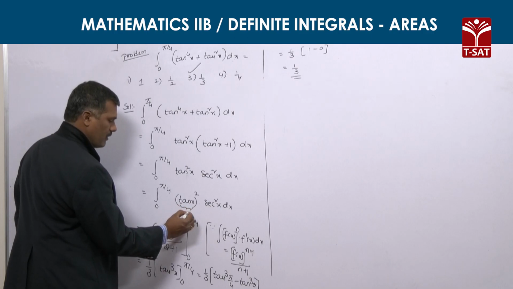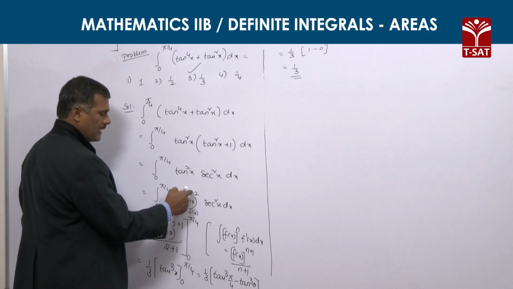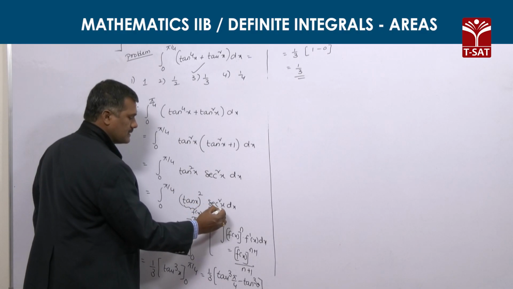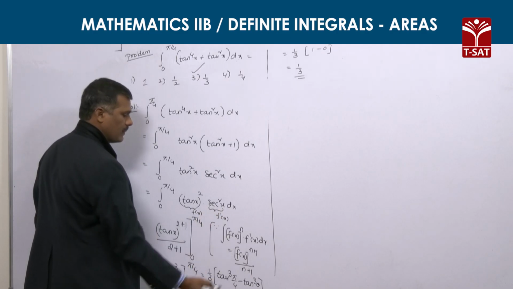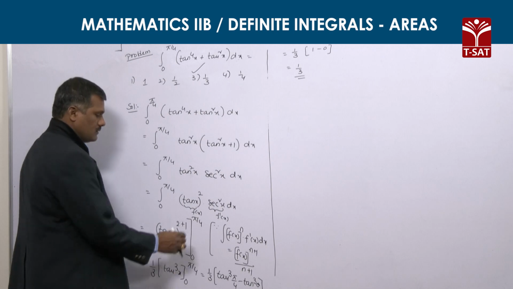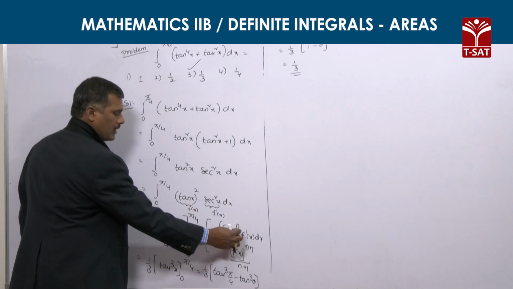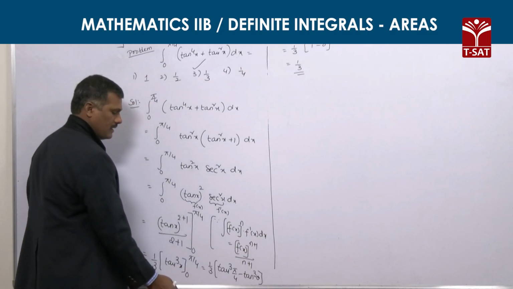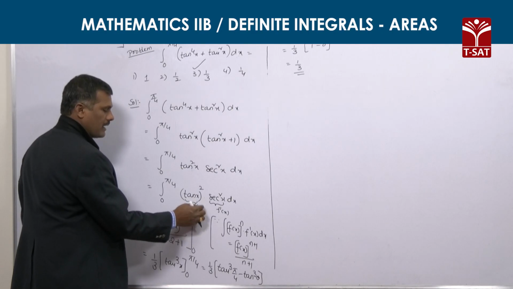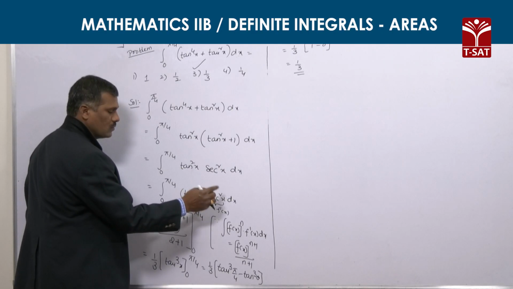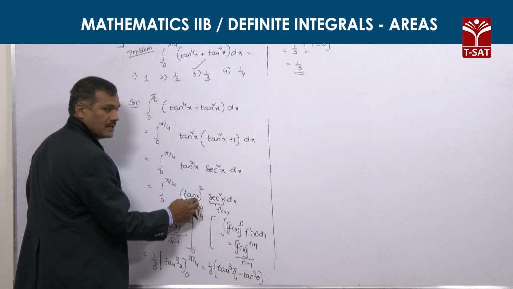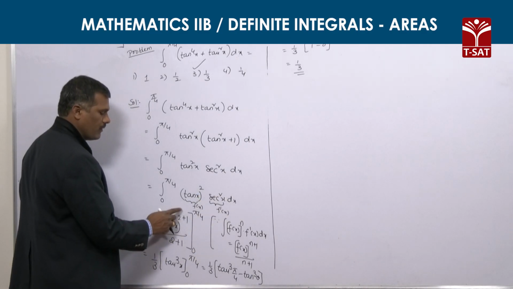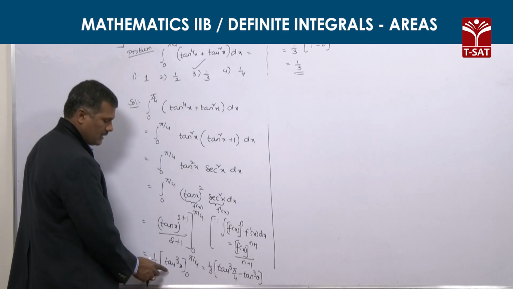Tan x is taken as the f of x function. Power n is here, n is equal to 2. The derivative of tan x is secant square x, this is f dash of x. So applying this formula, the integral of f of x whole power n into f dash x into dx is equal to f of x whole power n plus 1 by n plus 1. Here f of x is tan x, n is equal to 2, and the derivative of tan x is secant square x, that is f dash of x.